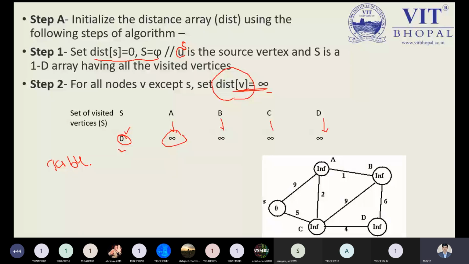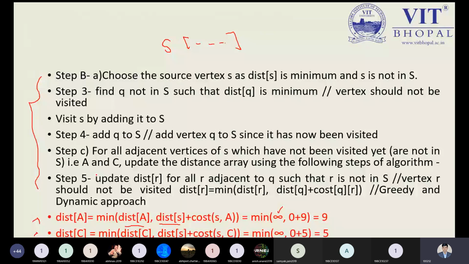So A, B and C, D. What I'm doing, I'm also solving this question along with you for betterment. Whenever we have any problem, then we will explain. So the initial distance S will be 0, and the initial distance A will be infinity, undoubtedly without any problem, as the algorithm is saying. So we will maintain our table, and in this table we will update all the values time to time whenever we find them.